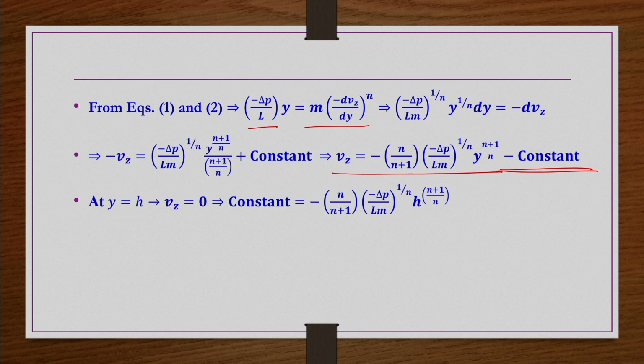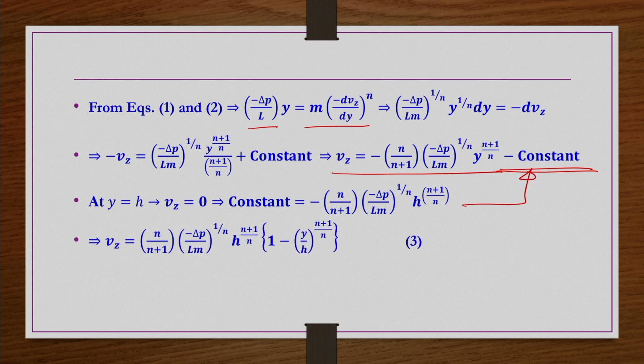So, then we get in this equation constant is equal to minus of n by n plus 1 into minus delta p by L m whole power 1 by n, h power n plus 1 by n. So, now this constant you can substitute here in this equation and then simplify, then you have this vz is equal to n by n plus 1 multiplied by minus delta p divided by L m whole power 1 by n, h power n plus 1 by n multiplied by 1 minus y by h whole power n plus 1 by n.